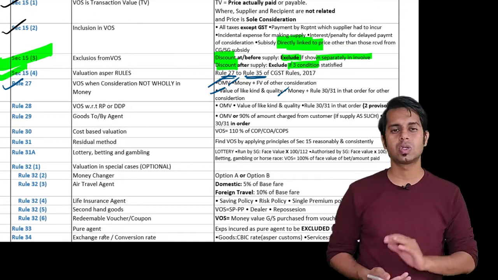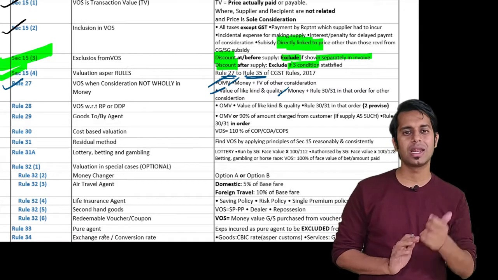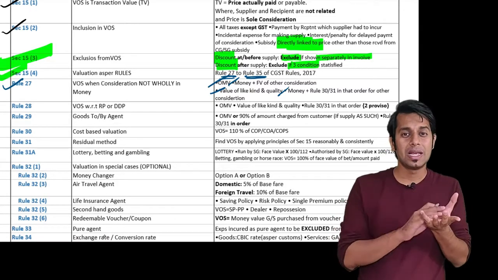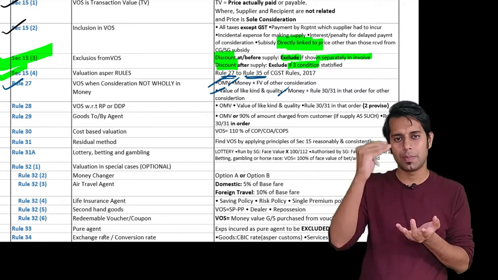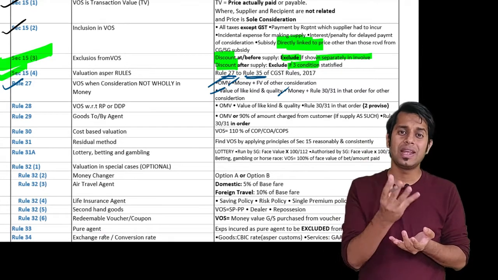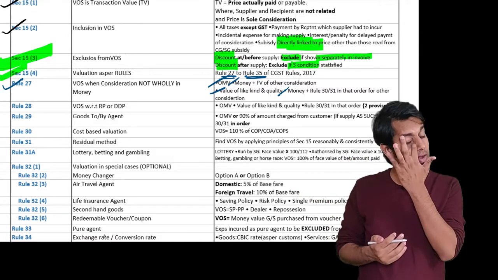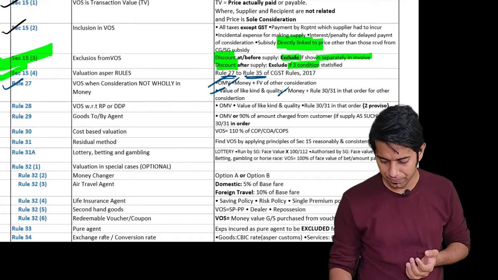Sir, what if that is also not there? What if A, B, C, all the 3 points are not there? In such cases, take the money, and apply rule 30-31 in that order. First apply rule 30 and then apply rule 31. In that order you apply and find the value of the other consideration which you have received. Combine this value, and that will be the value of supply.